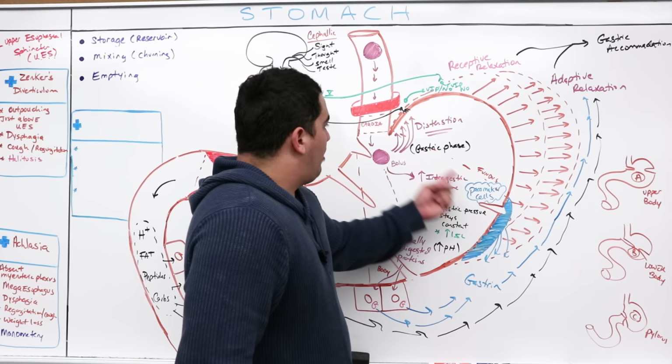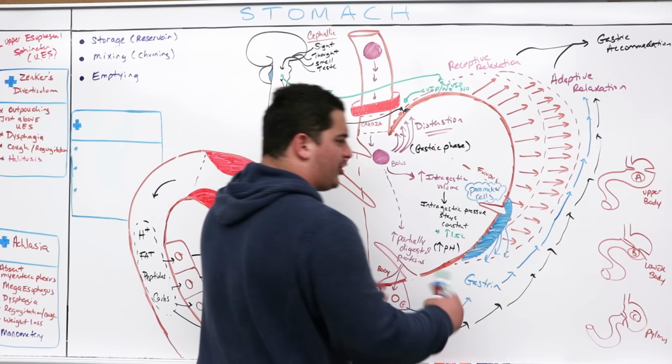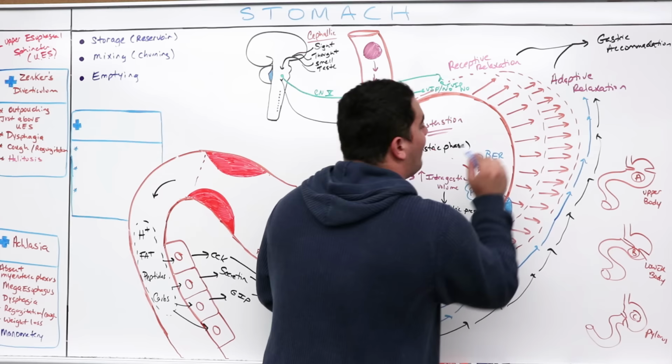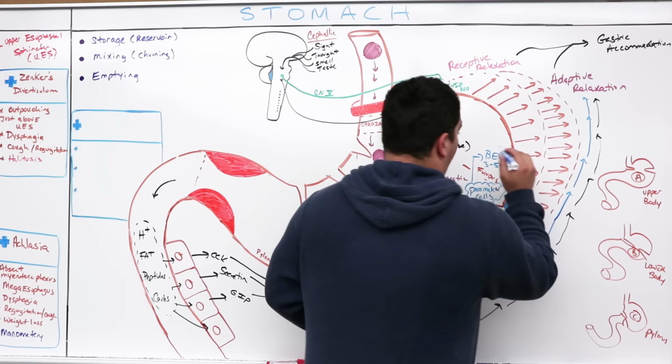So what does that mean? When you start up here at the upper part of the stomach, these pacemaker cells generate an electrical potential. Their basic electrical rhythm is about 3 to 5 action potentials per minute. So that's going to generate about 3 to 5 contractions per minute.